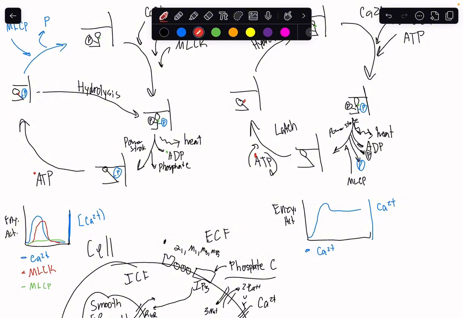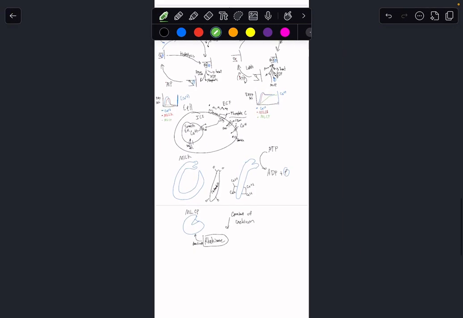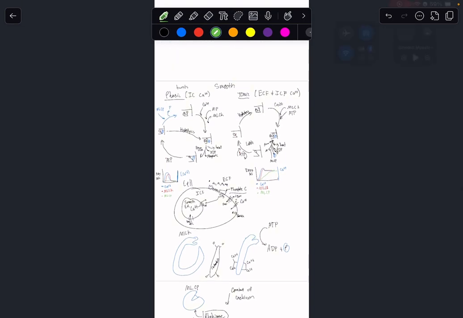And then we have our MLCK. There's enough calcium, so MLCK will be happy the whole time. And then gradually with MLCP, as both are there, it's going to start to catch up and be more active. But these are the main differences between the two different types of smooth muscle, basically, phasic and tonic.